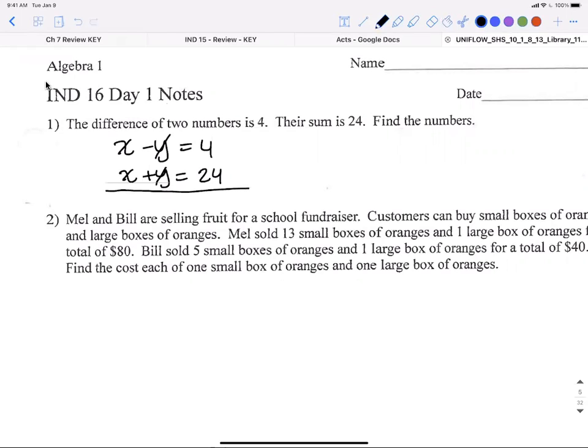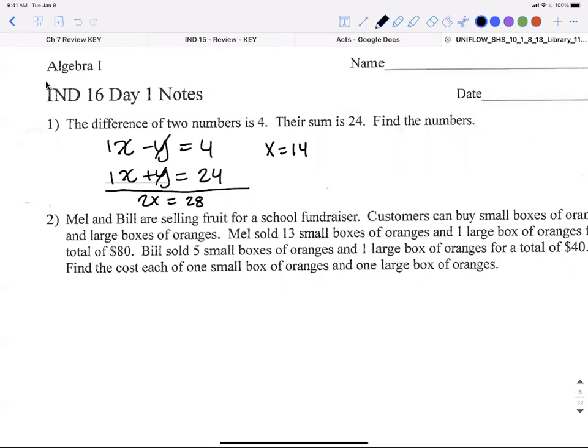So remember that this is 1X and 1X, and they're both positive, so it's an addition problem. So it's 1X plus 1X, which is 2X, equals 4 and 24, which are both positive. So it's 4 plus 24, which is 28. When you divide both sides by 2, you get that X equals 14. Okay, that's half of our answer. We know one of our numbers is 14.